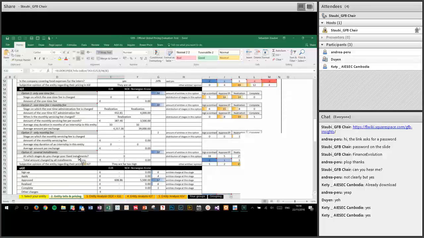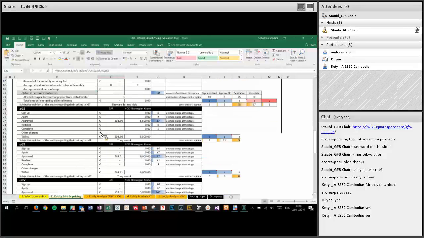In several installments, we have 30 entities who are charging several installments in different stages, and the one-time fees also are quite commonly used, etc. And also one-time fee plus monthly fee. Only a monthly fee has just one entity. And then we have all the OGX products, how high the entity is charging.